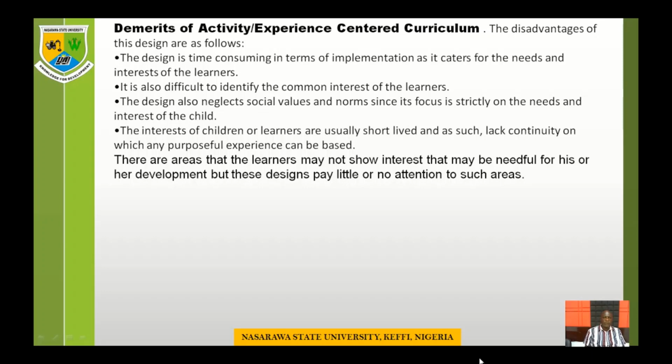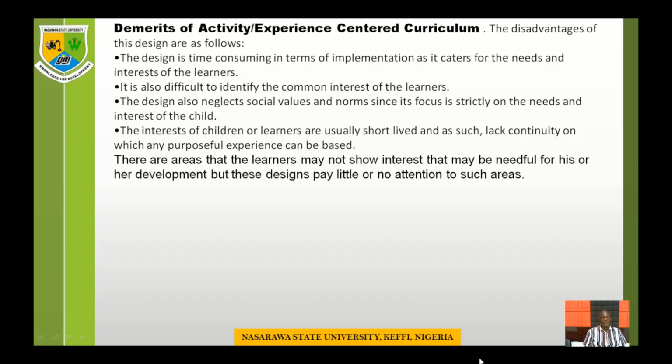So it is difficult for you as a teacher to identify that child A is in need of this, the interest of child B is this, the interest of child C is this. How can you identify the whole of their problems and bring them together? It is another problem. We say the design also neglects social values and norms, since its focus is strictly on the need and interest of the child.